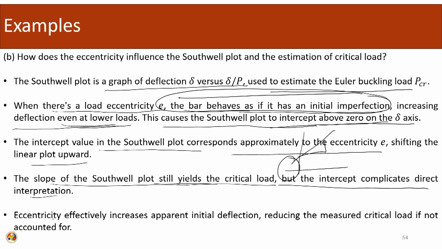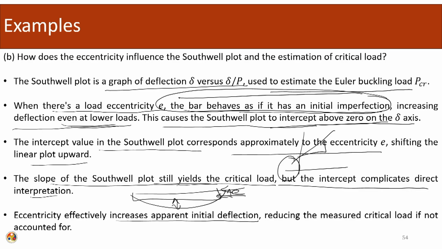The eccentricity effectively increases the apparent initial deflection, since there is an eccentricity in the given system. So, the load is applied and there is an eccentricity in the system. So, there will be an initial deflection.